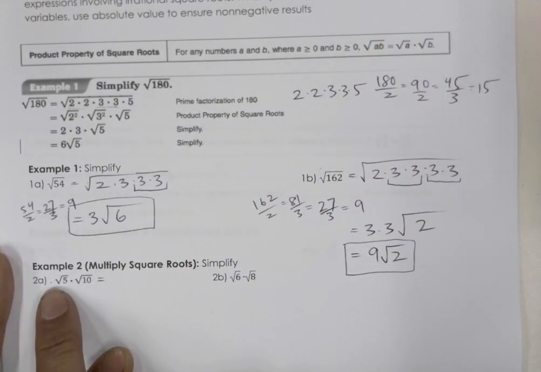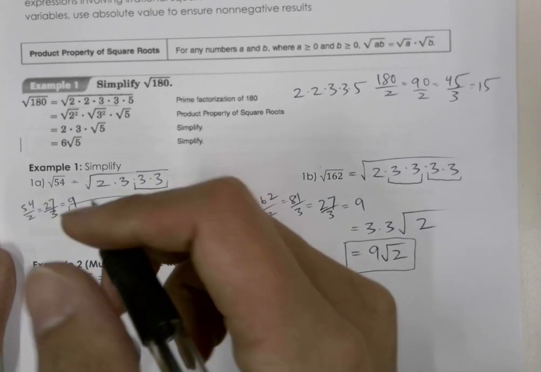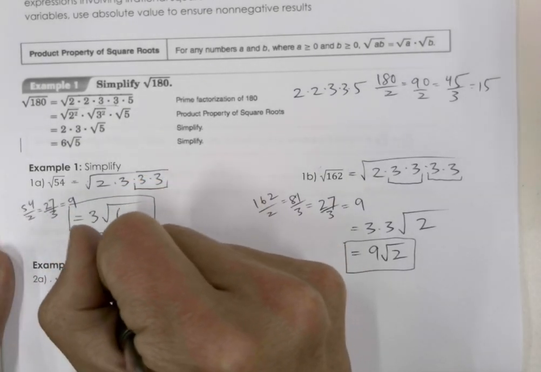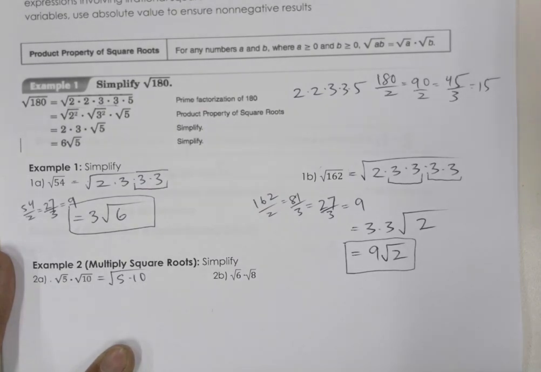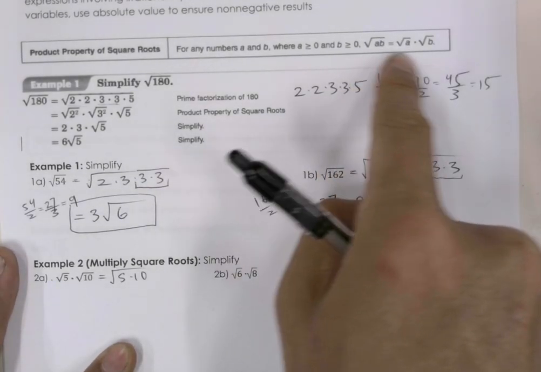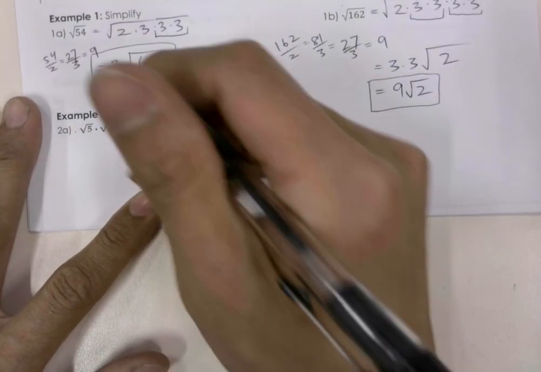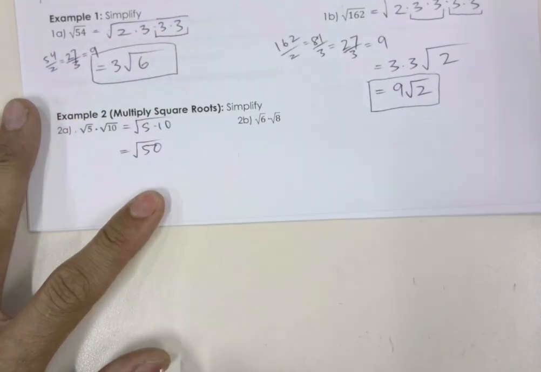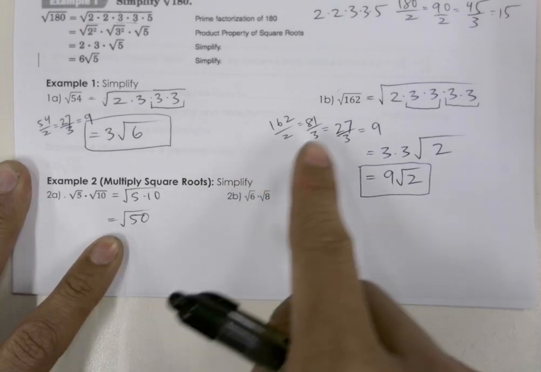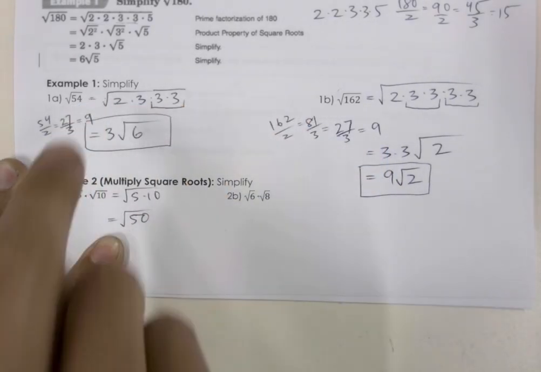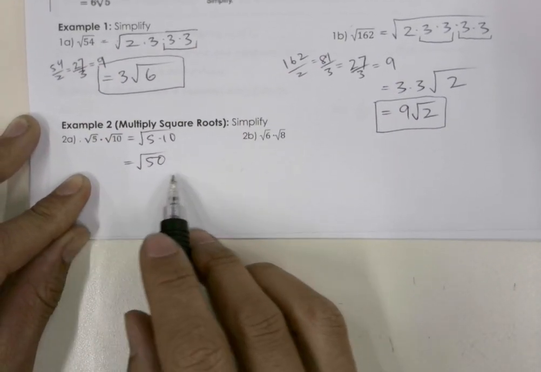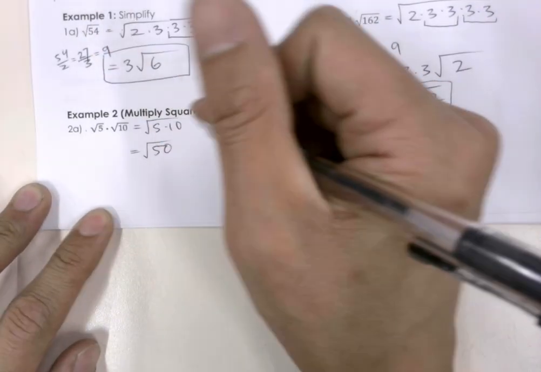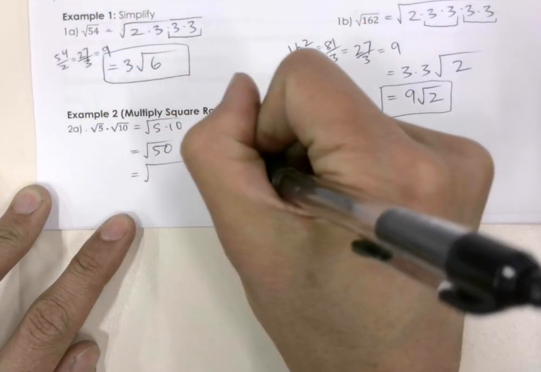If we have square root of 5 times square root of 10, we can make that equal to the square root of 5 times 10. Okay, that's like the opposite of this. All right, so let's go ahead and get that square root of 50. And so now what we have is the same problem as we had in 1b and 1a, right? We're just going to need to break it down into its factors. So let's go ahead and do that.